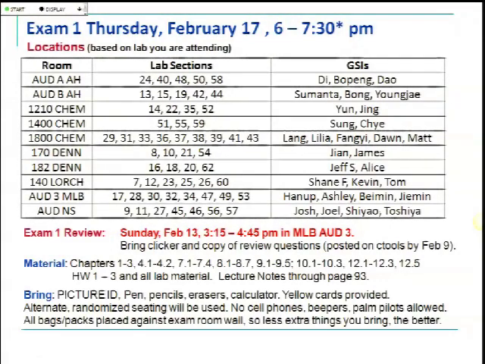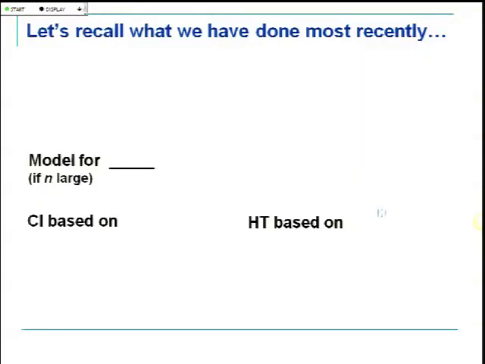What I have are just 3 short clicker questions that I'm going to have you try out. Let me give you a little overview in one slide first of what we have done most recently. Sort of chapters 9, 10 and 12 that we've just finished covering.